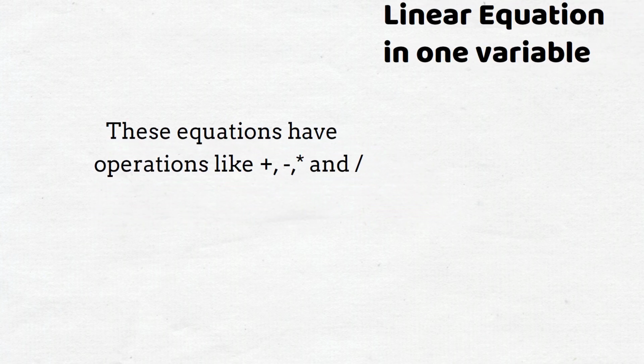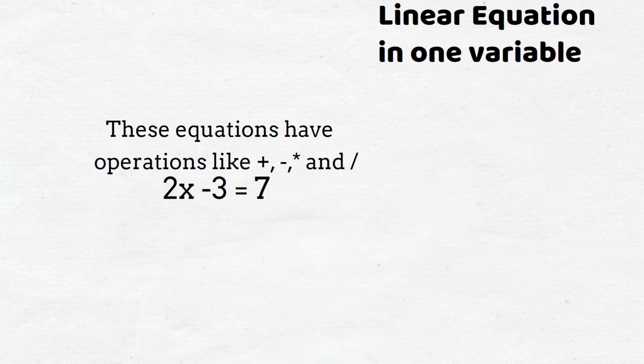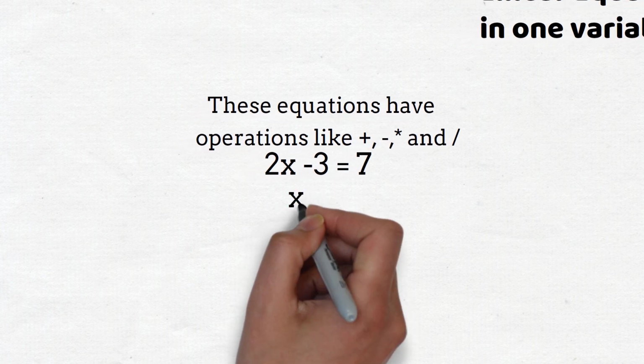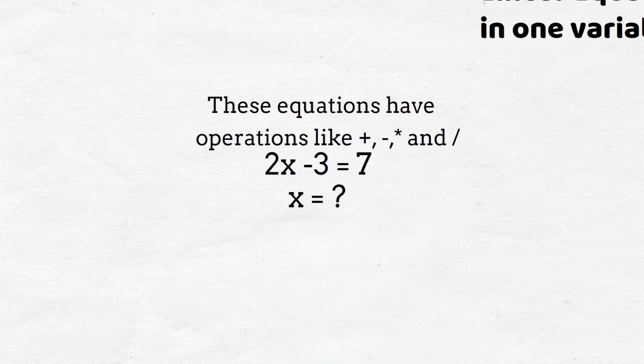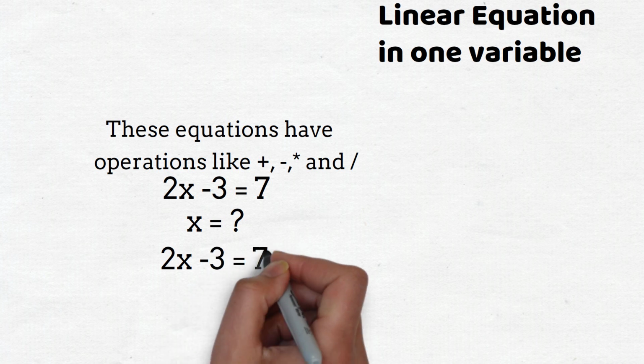2x minus 3 is equal to 7, from which we have to find the value of x. And for finding the value of x we have to remove all the terms which are present with the x.